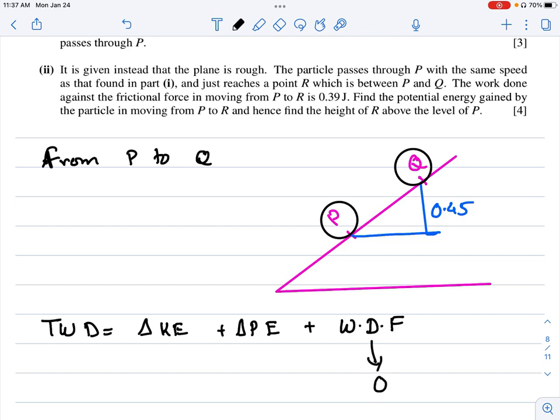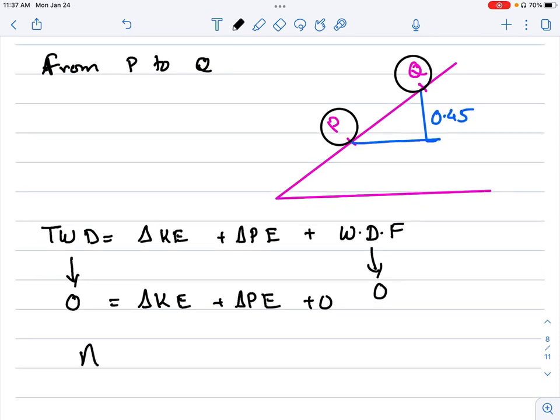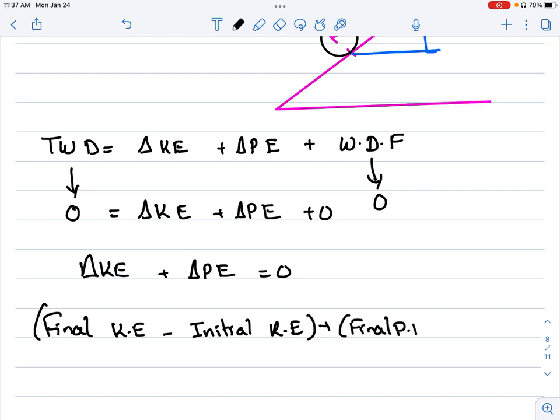Work done against friction is 0 because it is a smooth plane. Total work done is also 0 because we are not pulling it. So we only have delta KE plus delta PE equal to 0. Delta KE means change in kinetic energy, plus change in potential energy, is equal to 0. Change in kinetic energy means final kinetic energy minus initial kinetic energy for the ball, plus final potential energy minus initial potential energy for the ball is equal to 0.